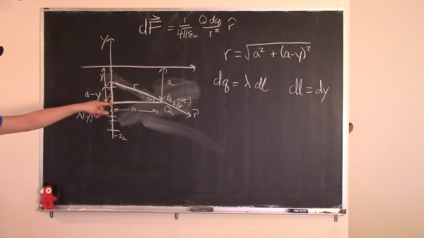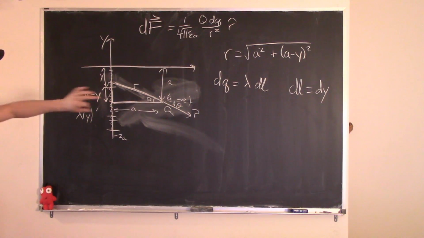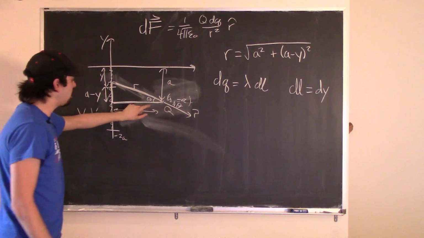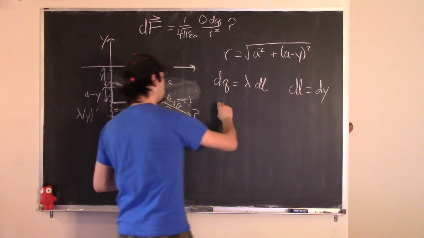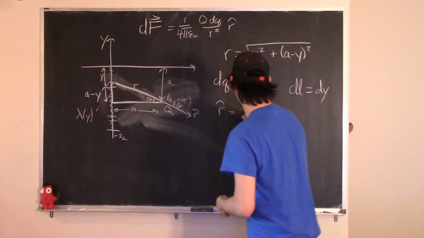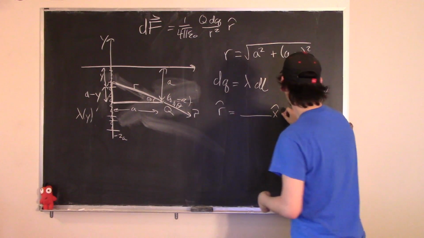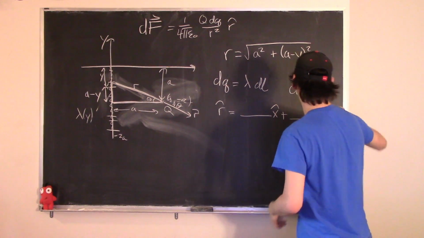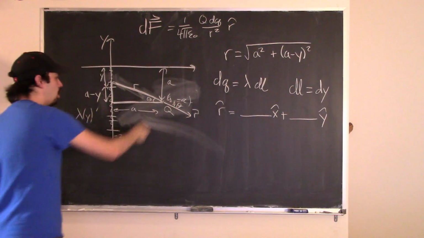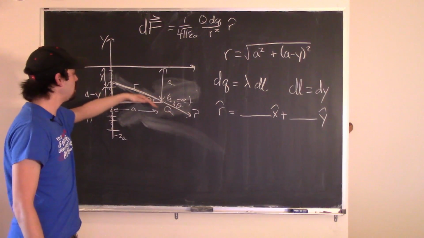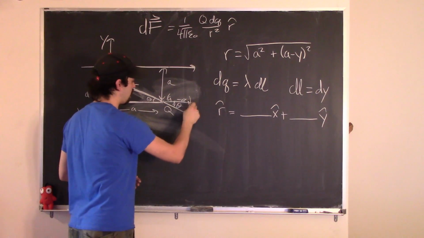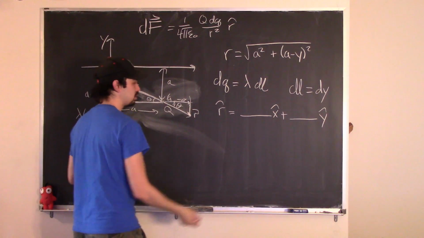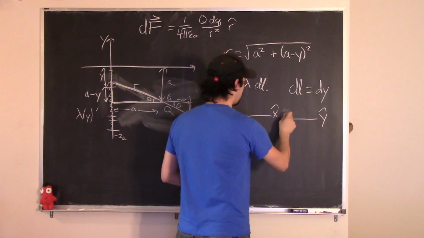So the last thing that we need here is to figure out what r hat is. Now that I've drawn in these angles here and here, what I can do is say that r hat is going to be equal to some amount in x hat plus some amount in y hat. For this r hat that I have here, this is going to be positive in x, because this portion is positive, and negative in y. So really, I would have a minus sign here.